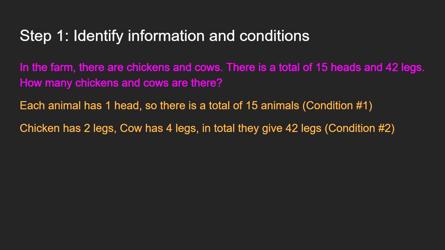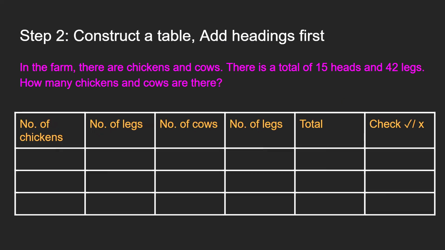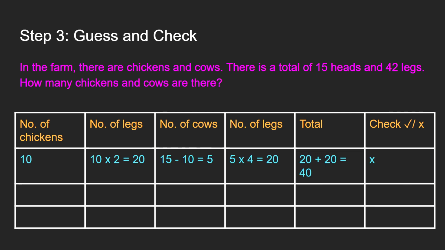And now that we have our conditions and information sorted out, we need to draw the table to guess and check our answers. So this is usually how a table looks like. We add the headings and the check sign to see whether it's correct or we want to recheck the answer. So first, number of chickens, and the number of legs resulted from the number of chickens. Number of cows, number of legs resulted from the number of cows, and the total number of legs. So how do we start guessing? For me, I like to use nicer looking numbers, usually multiples of 5 or 10. So this one I start with 10.